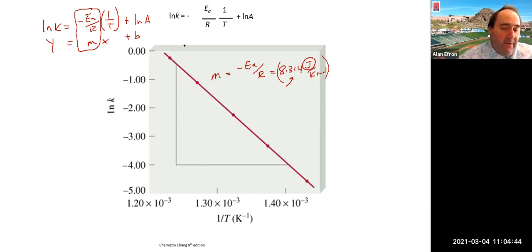Also important to note, if you look at this line here that you typically get when you make this graph, that is a line with a negative slope, which means that this number is going to be negative.